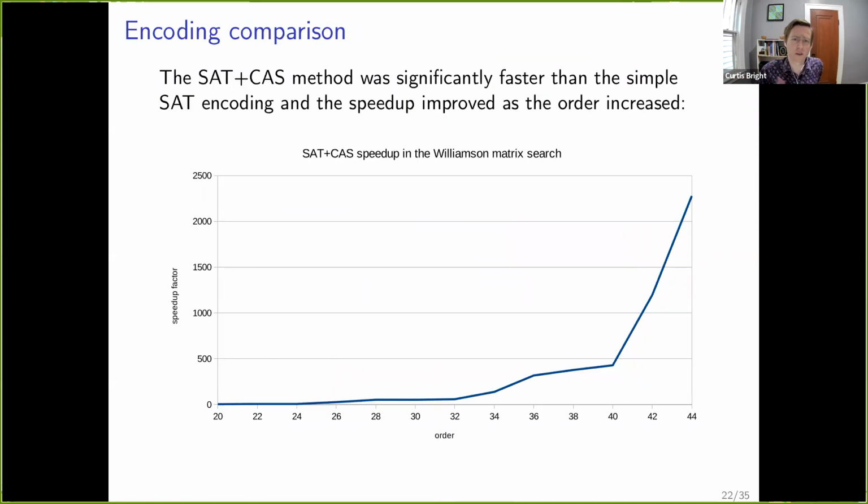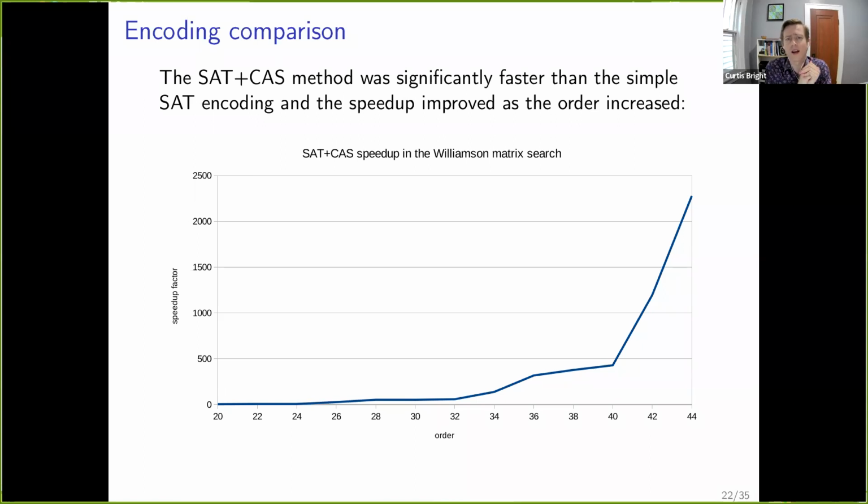So you can give a back of the envelope calculation that the speed up is going to be exponential. The search space decreases by an exponential factor. And this is what we see in practice. This is a graph of the speed up. By order 44, you're seeing over 1,000 times speed up. So order of magnitude speed ups, and it just gets better as you go.